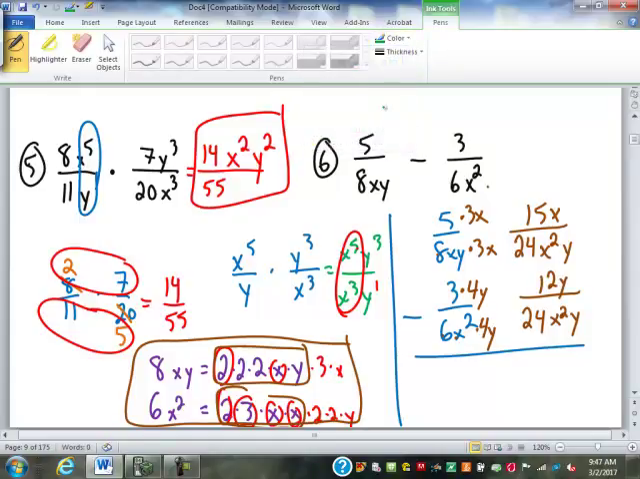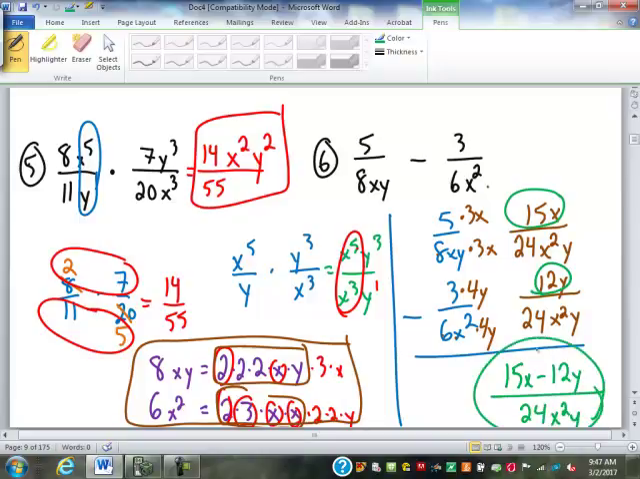And now we are subtracting. So we have the common denominator, so we're just going to combine the counts. 15x minus 12y is 15x minus 12y, all over 24x squared y. Look familiar?